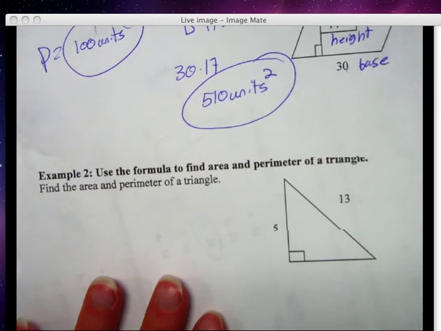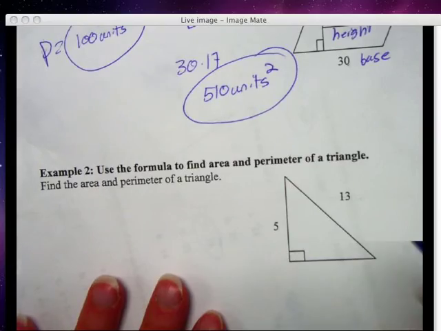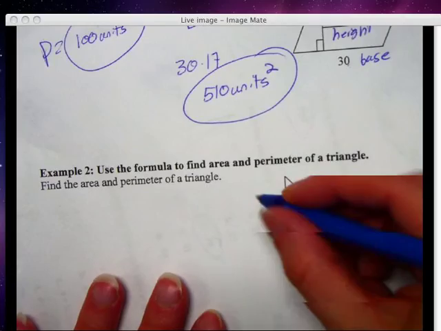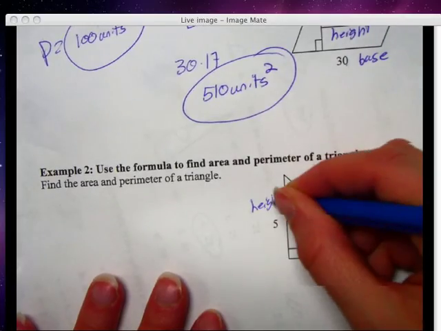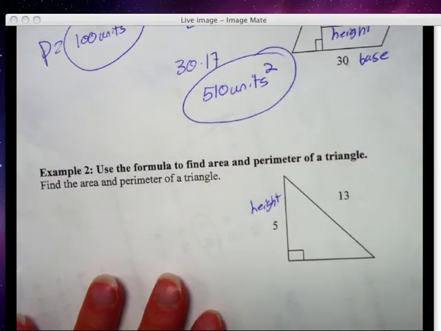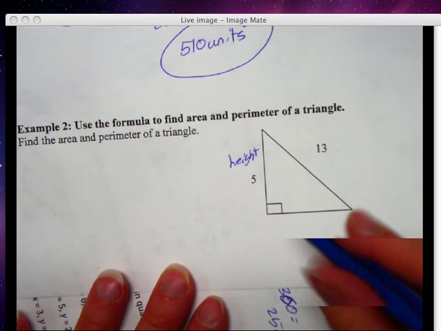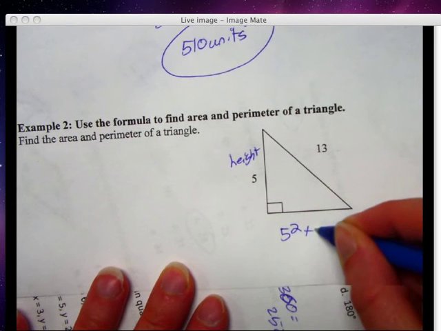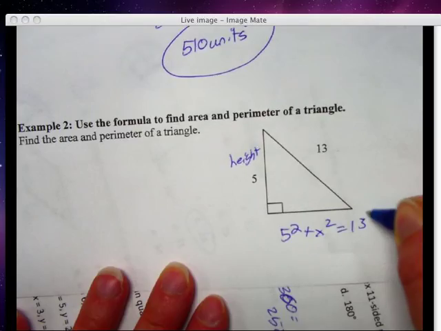What do you want to find first, area or perimeter? Area. What is the height? 5. What is the base? How am I going to solve it? What kind of triangle is it? Pythagorean theorem, because it is a right triangle. So 5 squared plus x squared equals 13 squared.